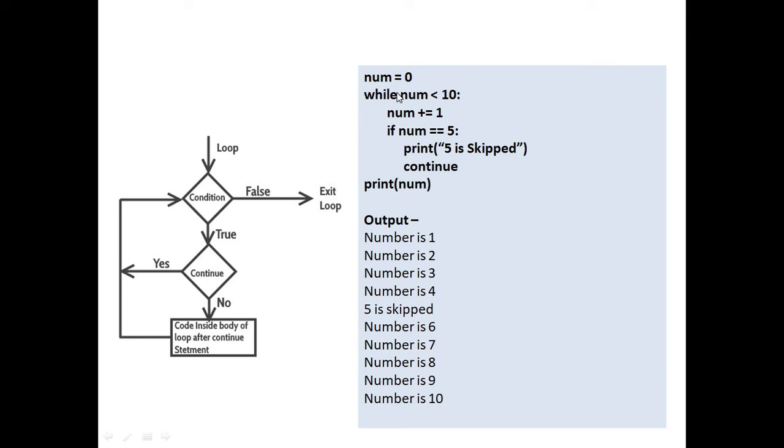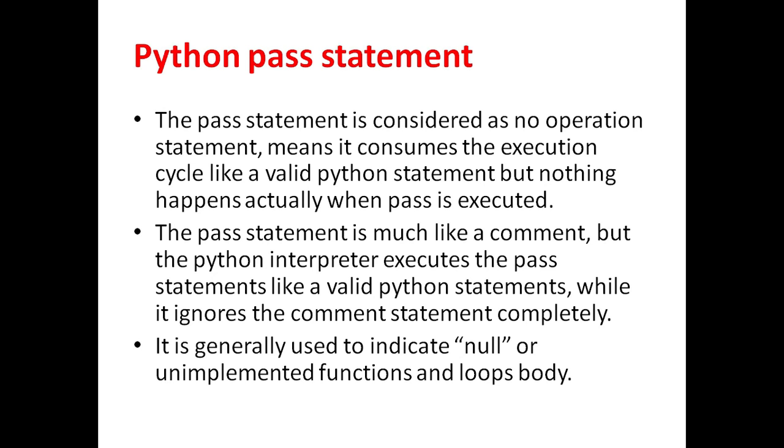For example, here num is initialized with 0, and while num is less than 10, we will increment num, and if num equals 5, it will print 5 skipped and continue. So when we execute this, it will print numbers 1, 2, 3, 4. When it is 5, it will print 5 skipped, and after that again it will print 6, 7, 8, 9, 10.